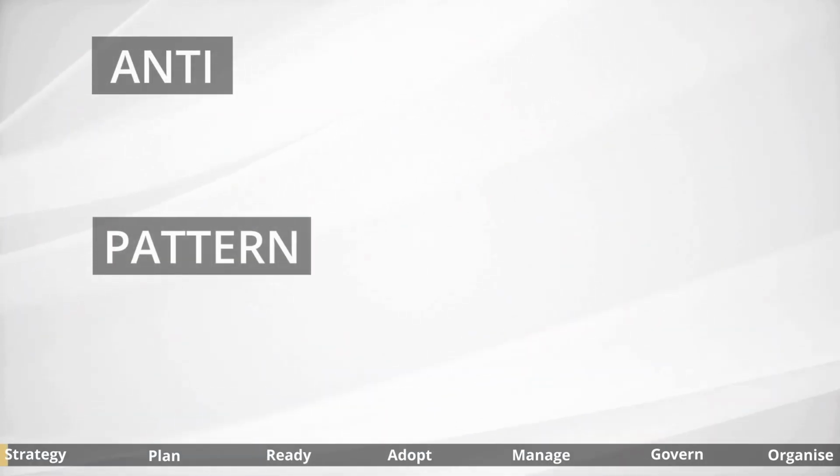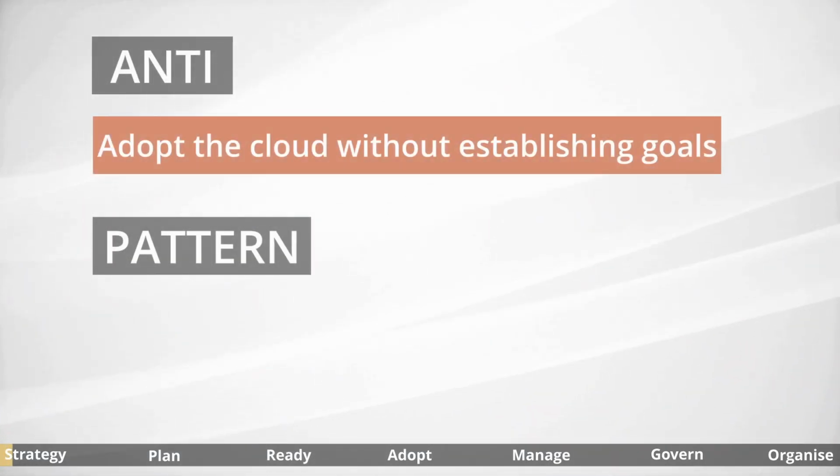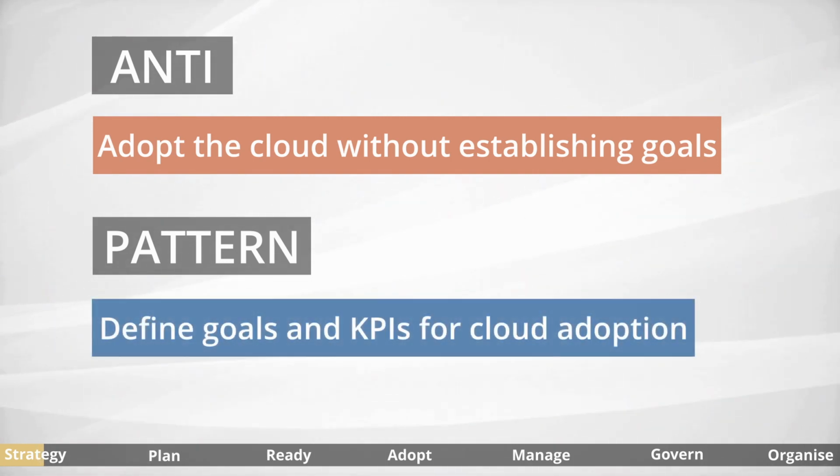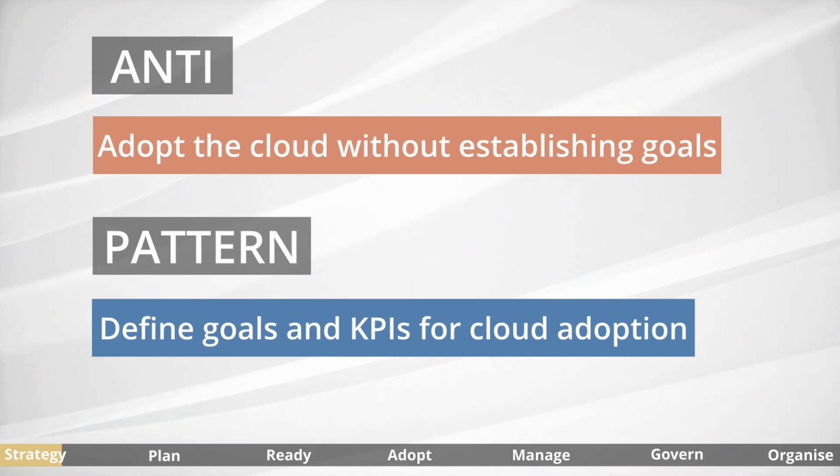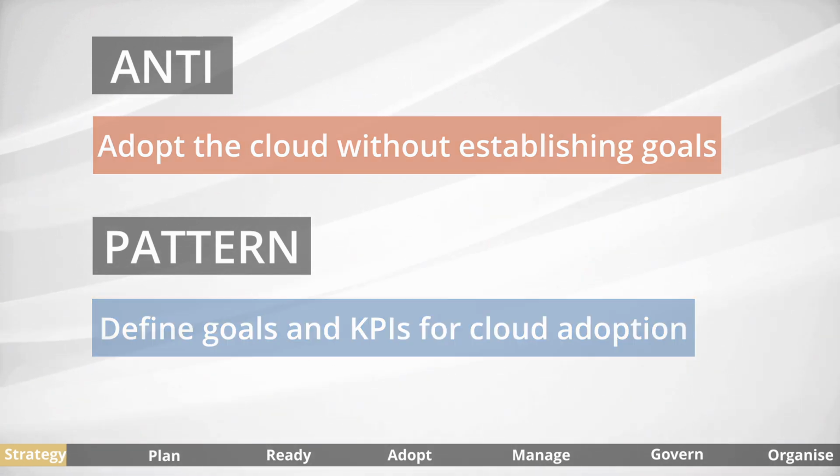The first antipattern we have is adopt the cloud without establishing goals. Many companies claim to have a cloud-first or cloud-only strategy, but they often fail to define what they want to achieve with those strategies. Without clear indicators or specified targets, it is impossible to measure project performance. The preferred approach is define goals and KPIs for cloud adoption. When discussing reasons for adopting the cloud, define concrete KPIs. This way, you can measure the success of your strategy.